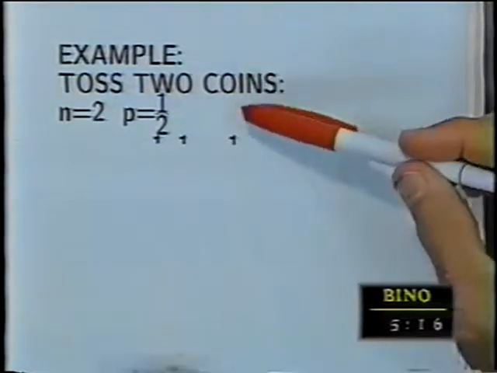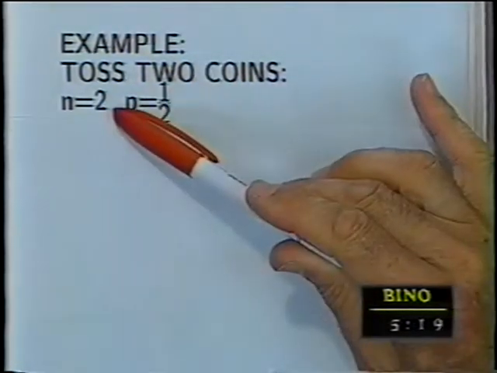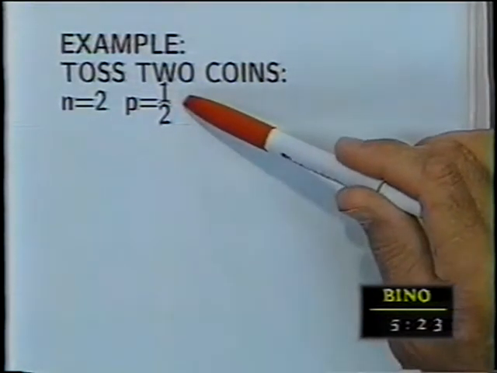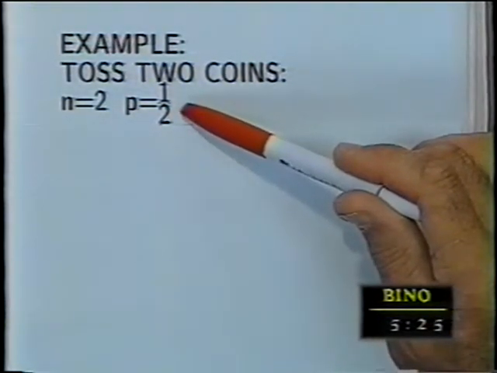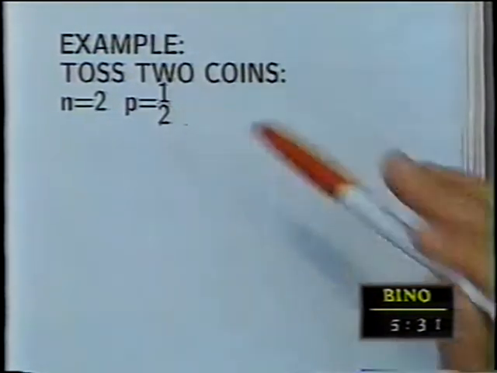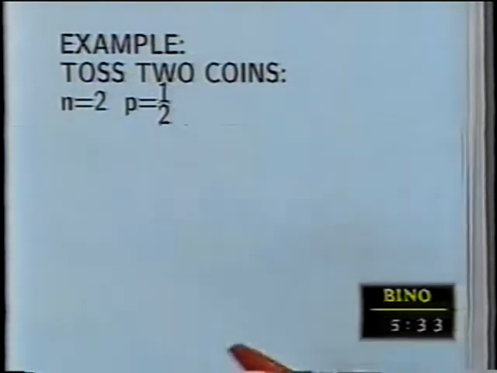Well, n is 2 in this situation, and the probability of success on each toss of the coin is a half. So we have a binomial situation. Dichotomous situation means it's going to be binomial. And n is 2, p is a half, and what we want to find is those probabilities.